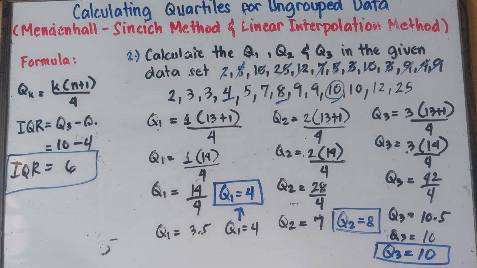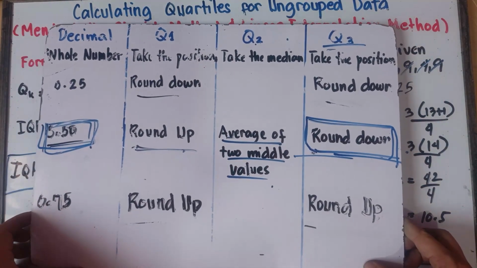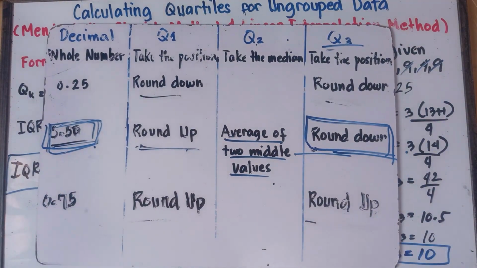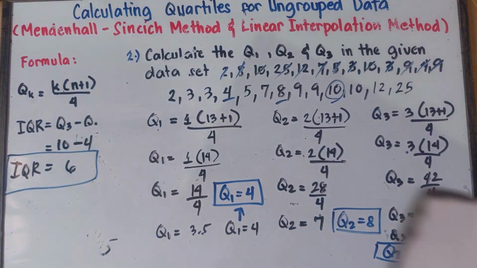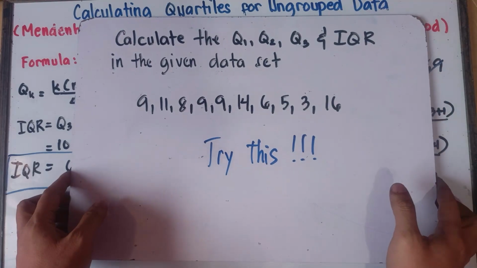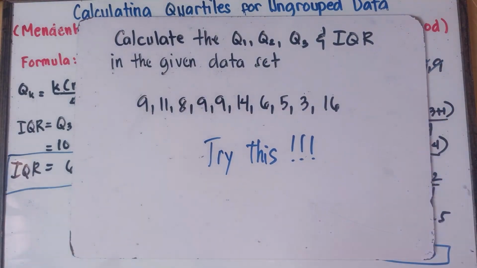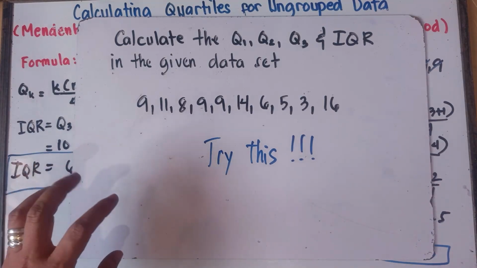Once again, class, you always look at your table. This will be your guide, class, with regards to Mendenhall and Sincich. Alright, so you try this one, class, and then you put your answer in the comment section down below. Let me check, class, if you really understand our topic. So calculate the quartile 1, quartile 2, quartile 3, and interquartile range in the given data set. So these are the given numbers, and then you arrange, class.